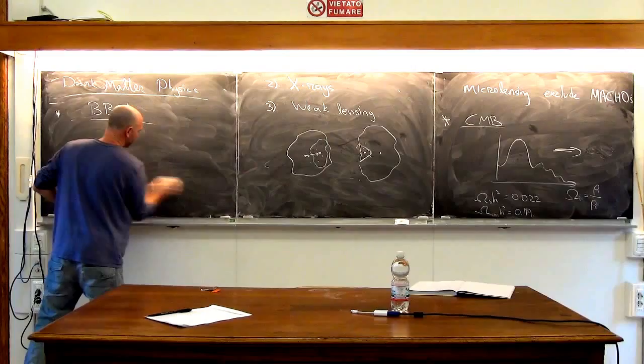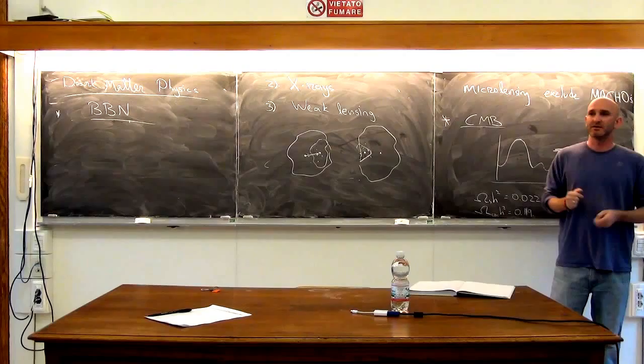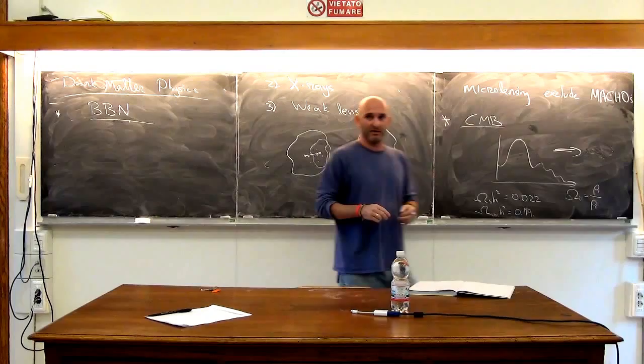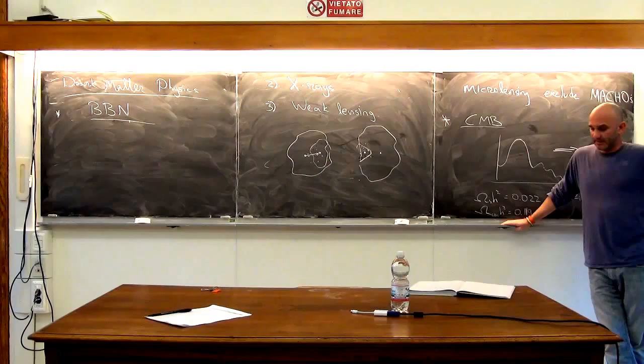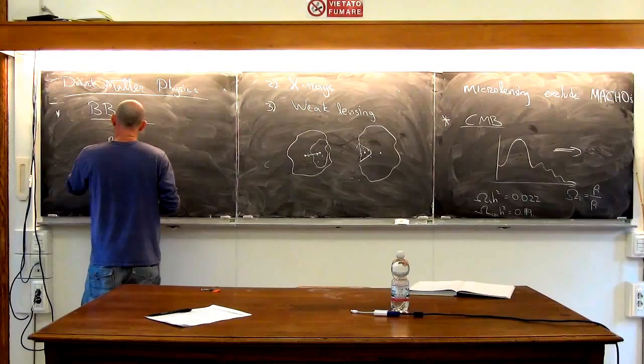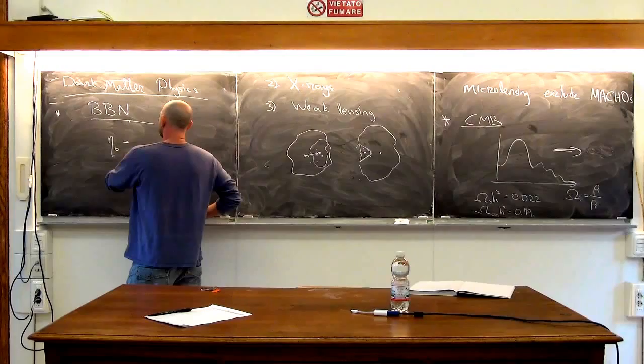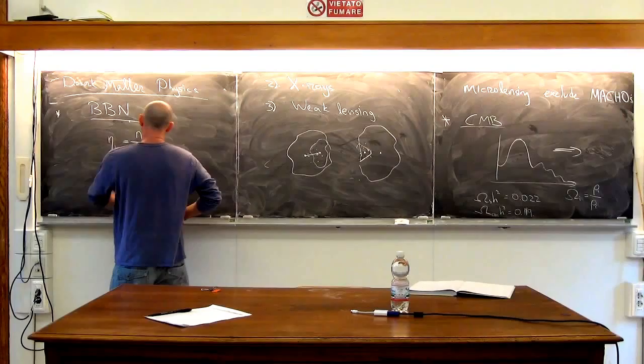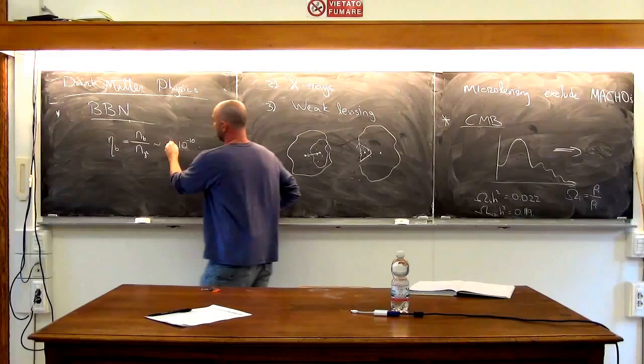So Big Bang Nucleosynthesis deals with the production of light elements in the early universe: hydrogen, helium, deuterium, lithium, and so on. And of course, the density that we see today of these light elements strongly depends on the amount of baryons, the number of protons and neutrons. This is the number density of baryons divided by the number density of photons, which is roughly 6 times 10 to the minus 10.